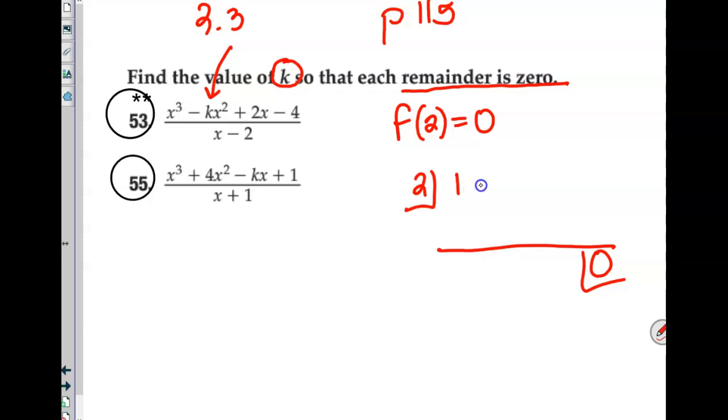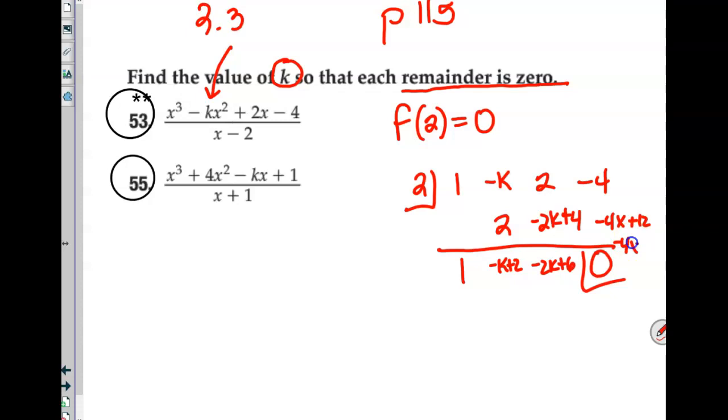If I do synthetic division, I'd have 1, negative K, 2, and negative 4 across here. I bring down the 1, I multiply, I get 2. What do I have to do here? Add, right? I'm adding. So I have negative K plus 2 times 2 would be negative 2K plus 4. Add that 2 and I get negative 2K plus 6. Multiply that by 2 and I get negative 4K plus 12. Add to this negative 4 and I get negative 4K plus 8. And that was supposed to equal 0.